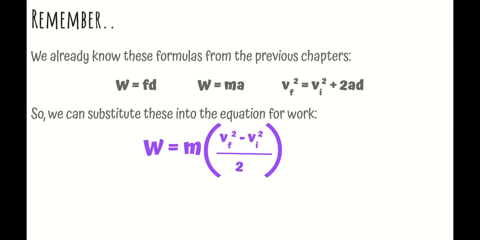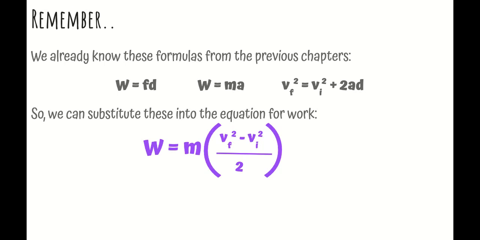So here's a reminder that these are your formulas for work, and then this last formula here, the vf squared, is from a couple chapters ago when we were talking about two-dimensional motion. Your work is your force times the distance, work is also mass times acceleration times distance, and then at the end we have the final velocity squared is equal to the initial velocity squared plus 2 times acceleration times distance.